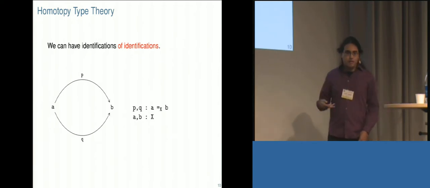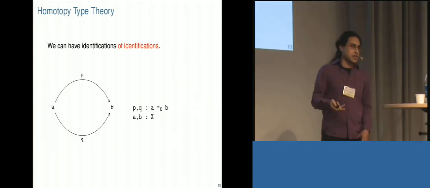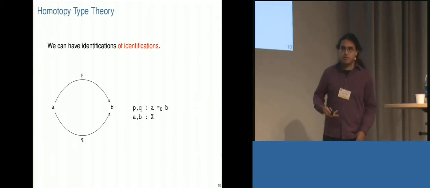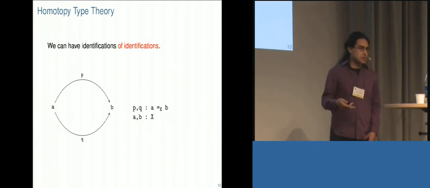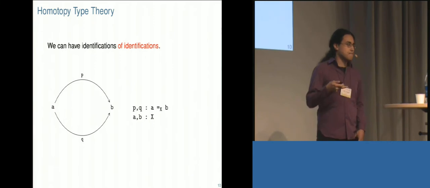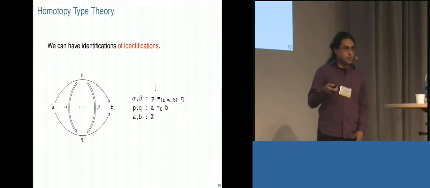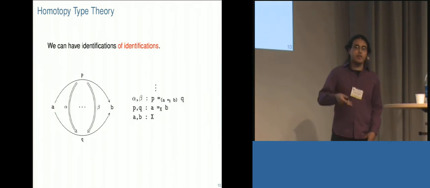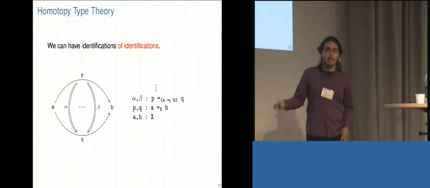All right, now, because everything is proof relevant, we can have identifications of these identifications. What I mean by that is that P and Q are evidence that A can be identified with B, and because there's evidence associated with those, it's quite possible to ask, well, are P and Q the same or not? So here we can think of alpha and beta as identifications of P with Q, as identifications of A with B in X.